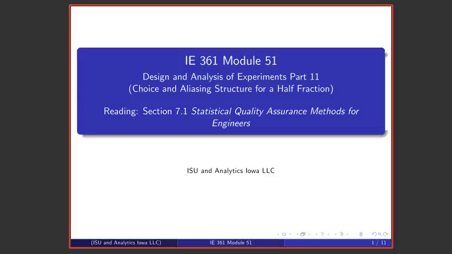Welcome to Module 51 in this series of lectures on statistical quality assurance and statistical process improvement. This is the second lecture on the choice and use and data analysis for fractional factorial studies. And in this module, we're going to talk about the choice and use of half of a 2 to the p factorial.